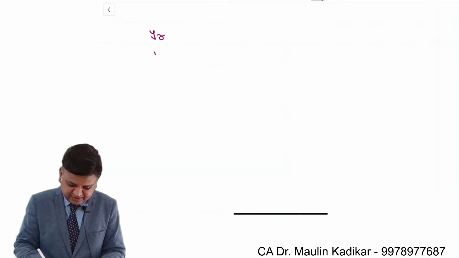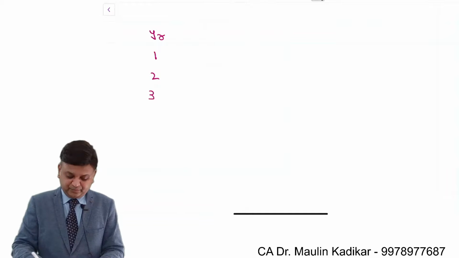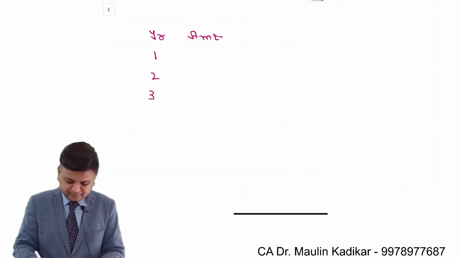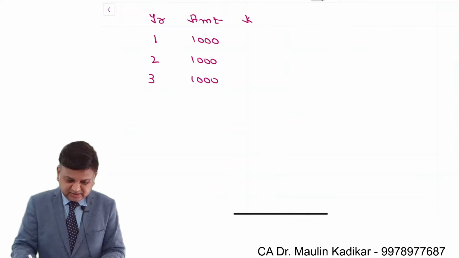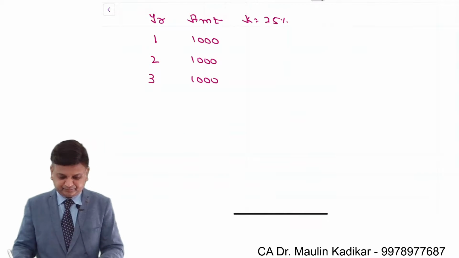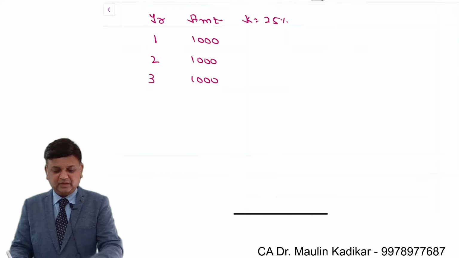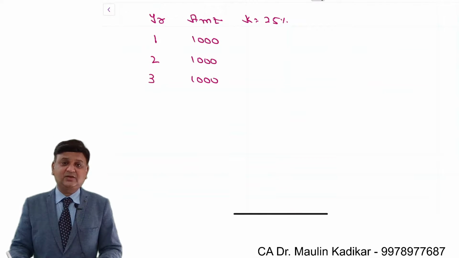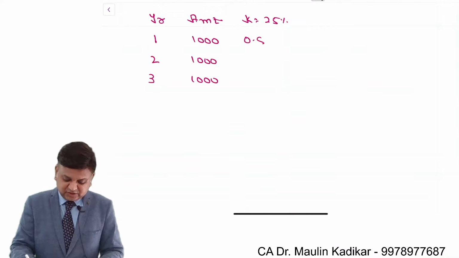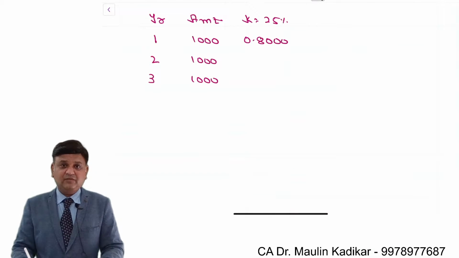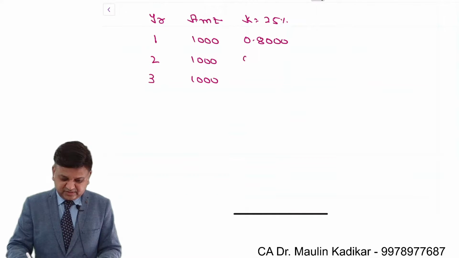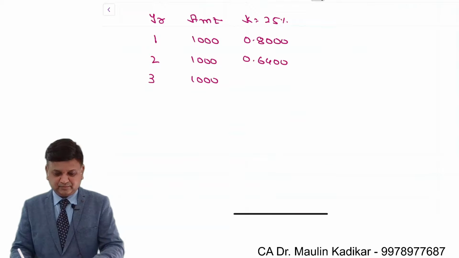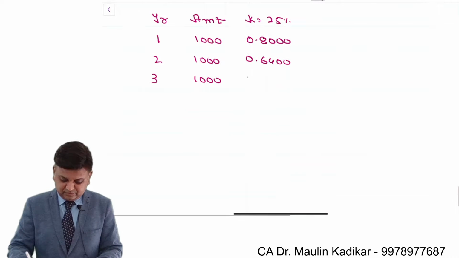The question says that in the first year, second year, third year, you are going to receive an amount of 1000, 1000 and 1000, discounting at the rate of 25%. We already have studied how to find the discounting factor directly. First year factor is 0.80. Without doing anything else, you press equal to once again, you'll get the second year factor, 0.64. Third year factor is 0.512.